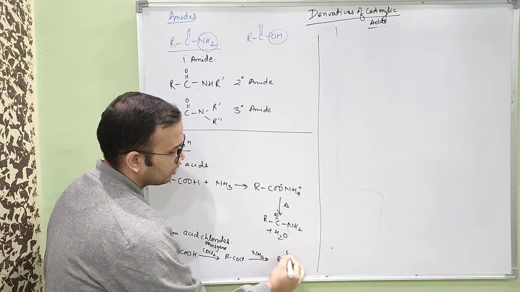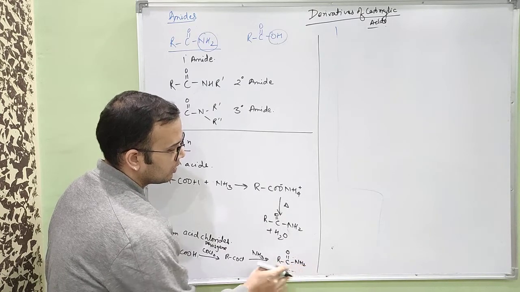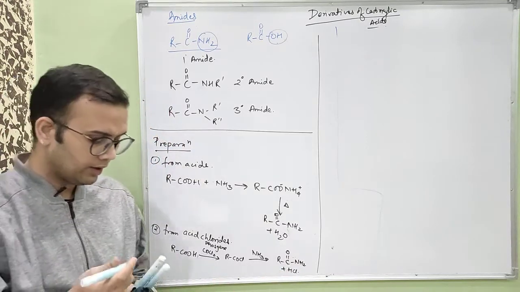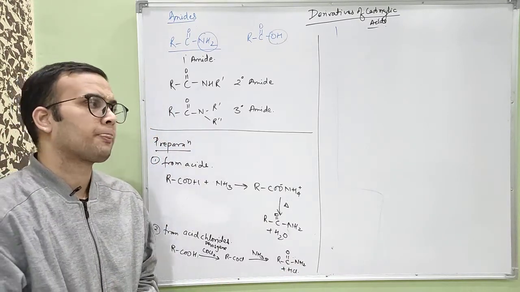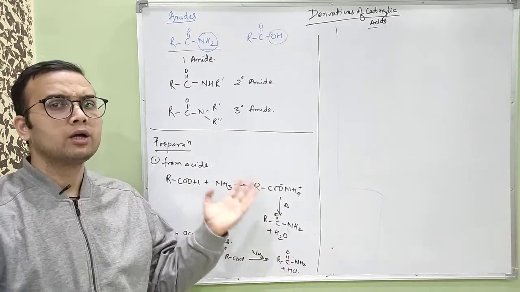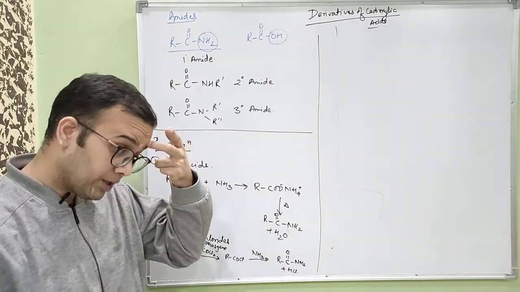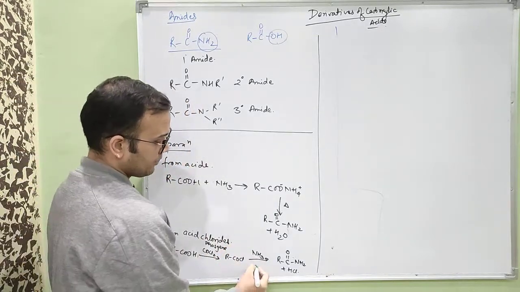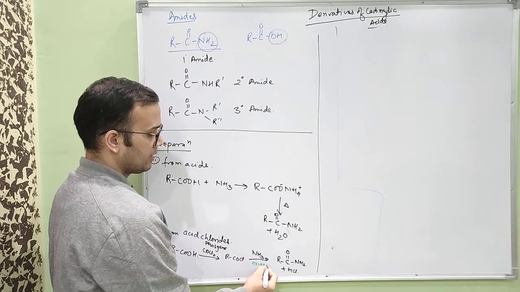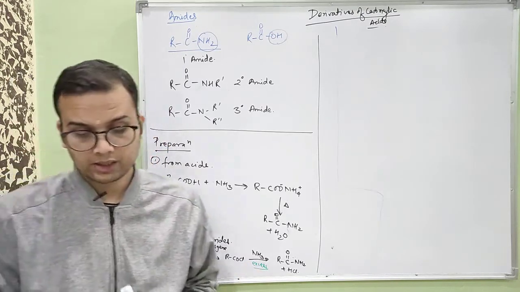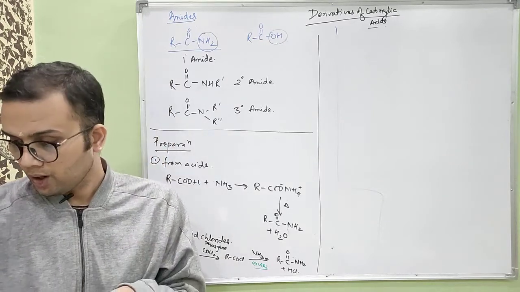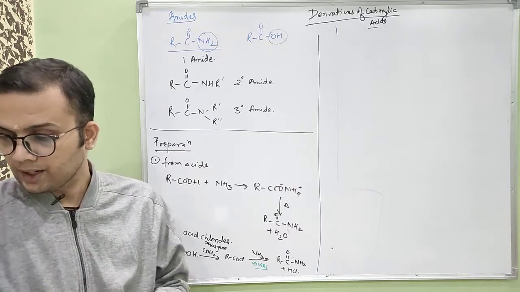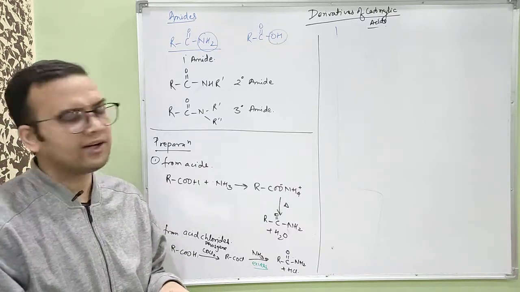C double bond O NH2 plus HCl. So this is what you get when you treat acid chloride with ammonia. Got it? And ammonia needs to be in excess, not just 2 moles. It needs to be in excess. You just need to do that. Got it? Cool. Let's take a look at anhydrides.